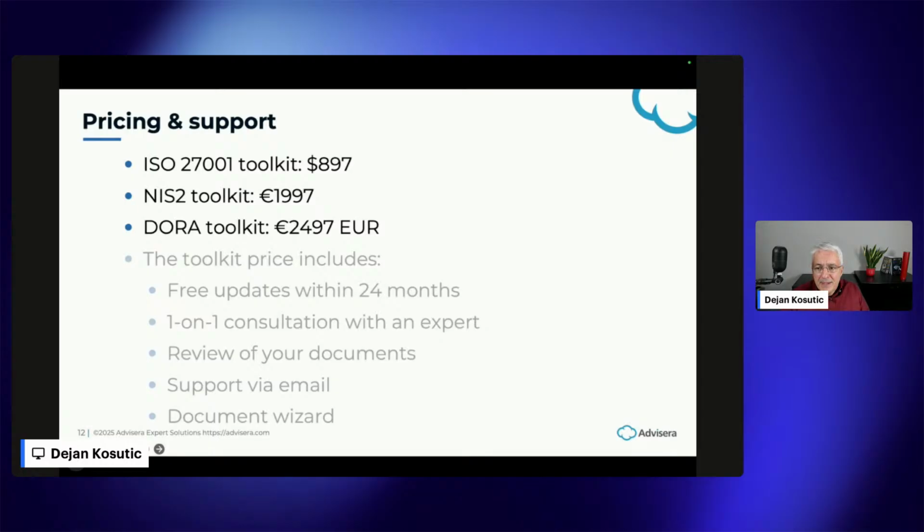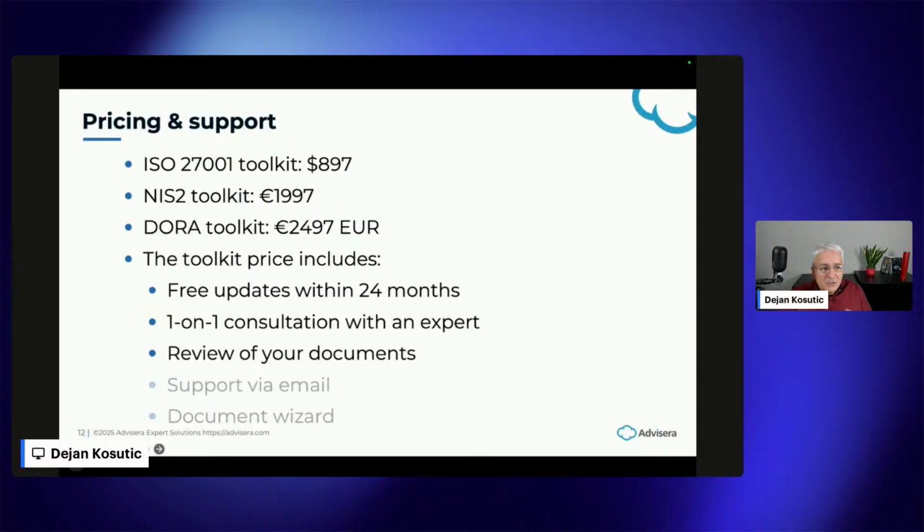we had to adapt these documents pretty heavily. And with all of these toolkits, the prices include free updates within 24 months. So if we change anything, if we adapt or add anything into these toolkits, you will get all the updates for free within 24 months. You have one-on-one consultations with an expert. So this is where we help you with expert advice. So if you get stuck, if you don't know how to resolve a problem, let's say you're not sure what the scope of your ISO 27001 is, then you can schedule a call with an expert, and he or she will help you out with these things.